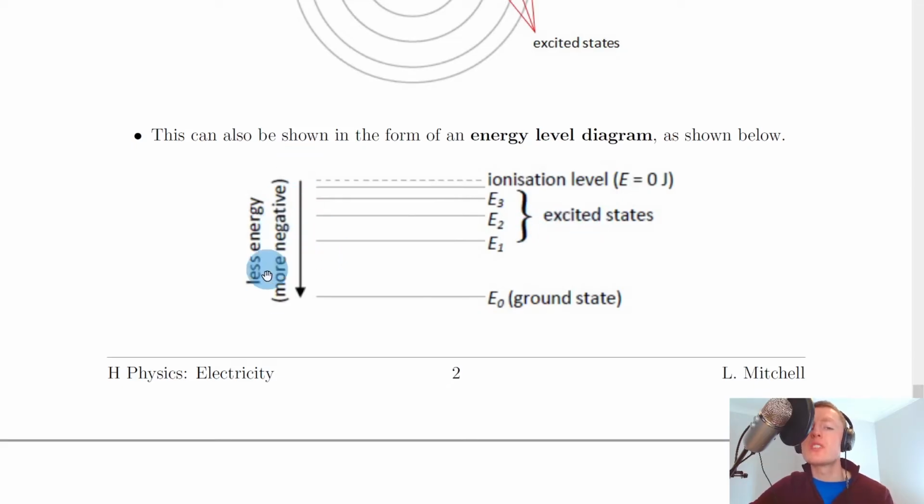And then you'll notice that we have an arrow pointing down saying less energy, which means more negative. That is because we define the highest energy level up here, called the ionization level, as when E is equal to 0 joules. So when an electron exists in the ionization level, it's said to have an energy equal to 0 joules. And that means, because these energy levels are lower than that higher level, these energy levels must have a negative energy. So that is why it says less energy pointing down.